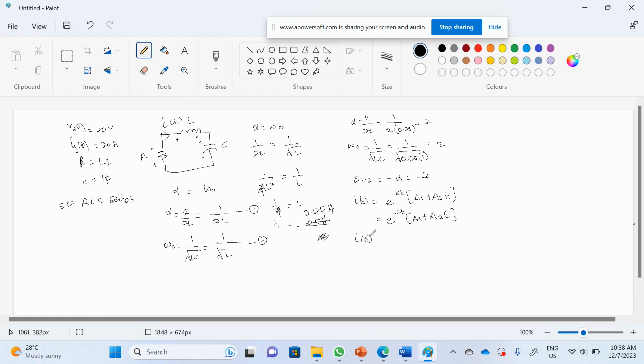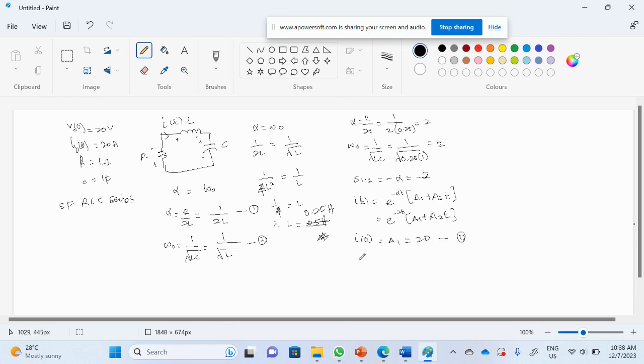First, kita ganti t dengan kosong. i(0) equals to exponential 0 is 1. So, A1 plus A2 darab kosong is kosong. So, i(0) sama dengan A1. So, i(0) ni berapa? i(0) diberi sebagai 20. So, kita dah terus dapat A1 sama dengan 20.